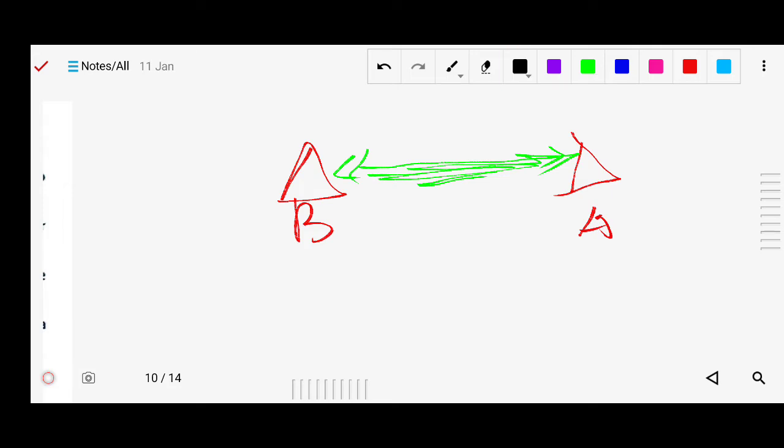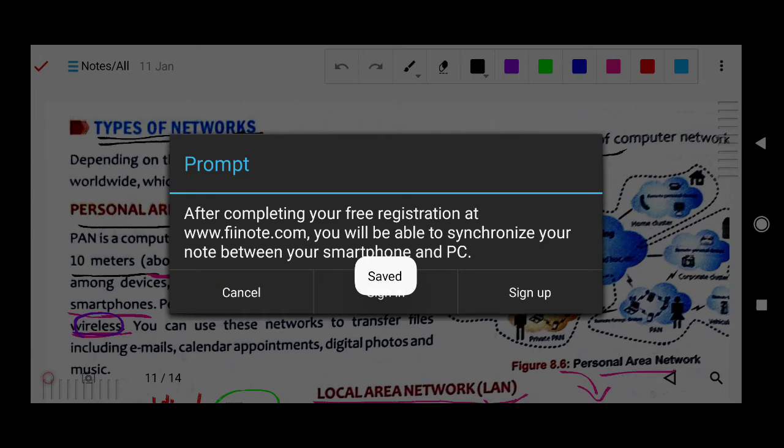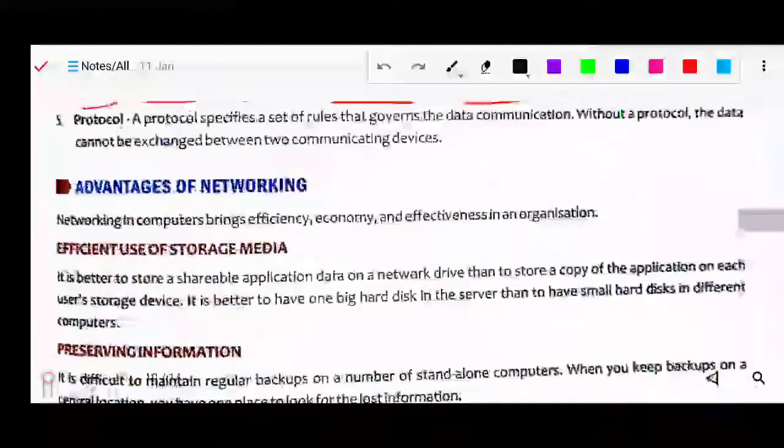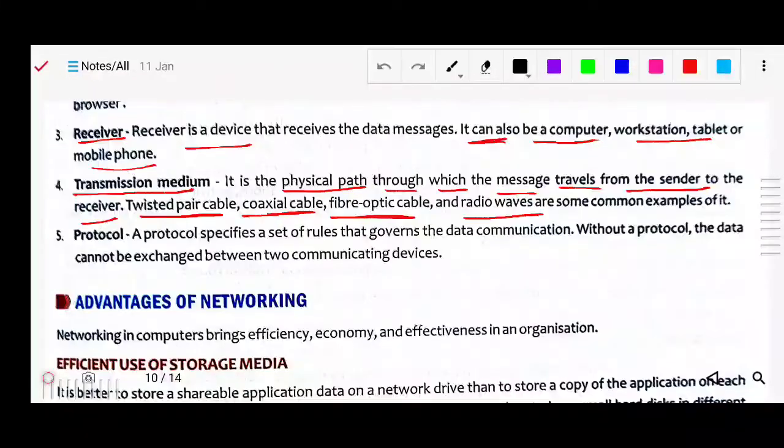And by this medium the data will go. So about that also we will see. Okay, so one by one we will see. First of all, you can see here radio waves, some common examples of it. Okay, next is your protocol.